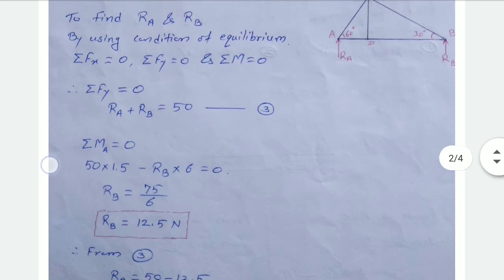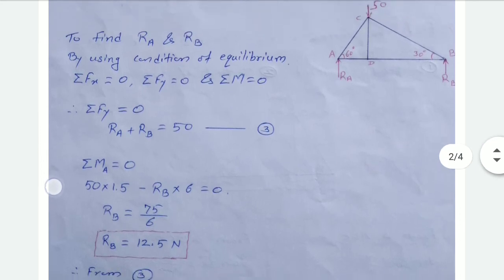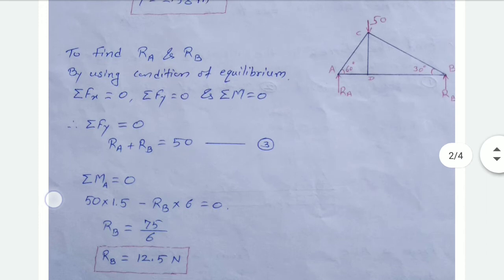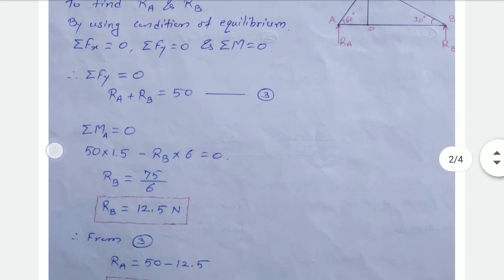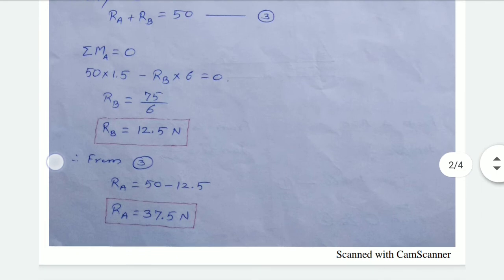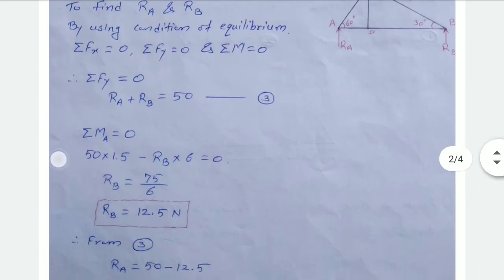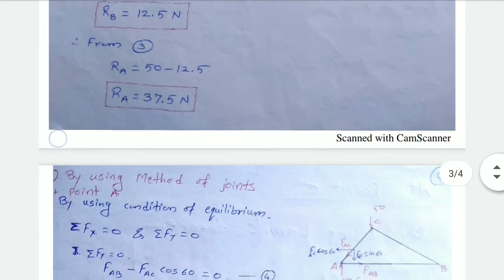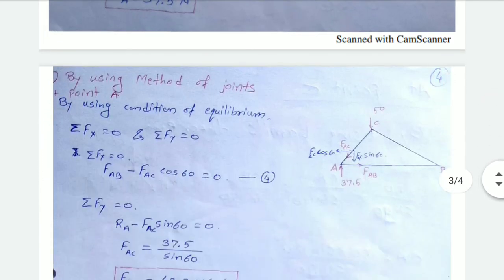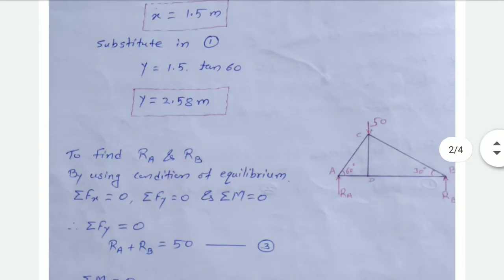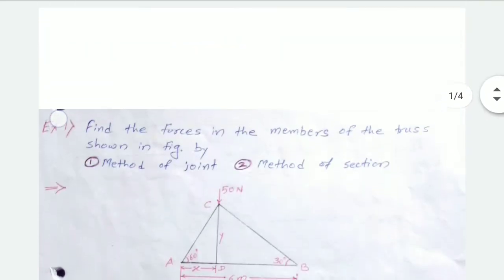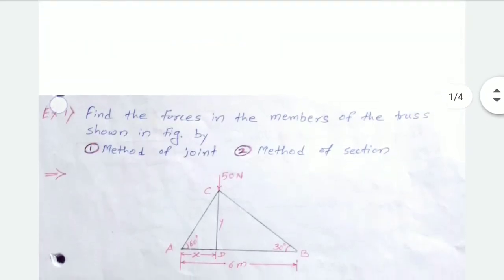Now we simply put that RB, 12.5, into equation number 3, and we get Ra is 37.5 newtons. All are considered in newtons. Now we have the reaction forces. Now we have to find the forces in the members, as the numerical is to find the forces in the frame.